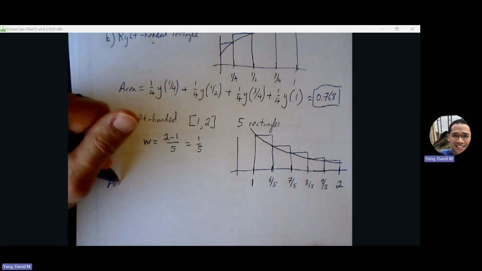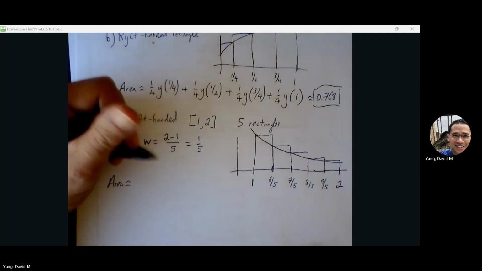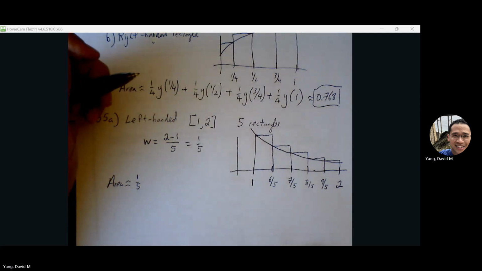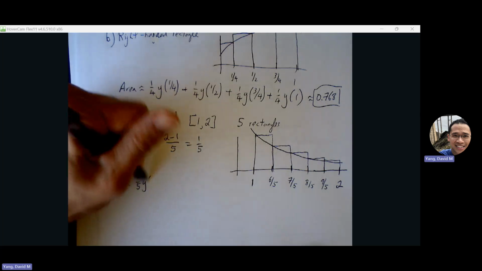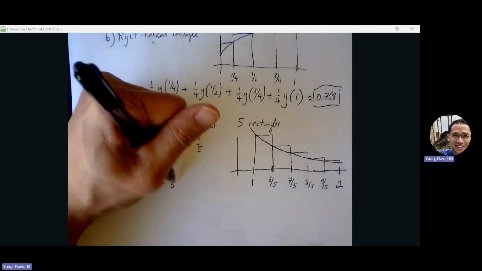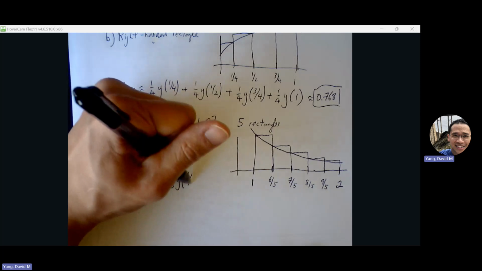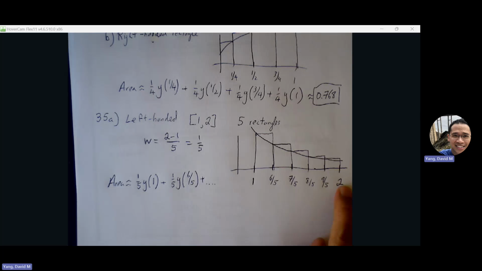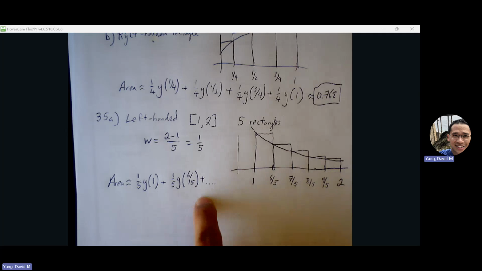So my area, every width is 1/5. And then it's going to be y of 1 plus, and then 1/5 y of 6/5 plus, and let's go all the way to 9/5, right? We don't use 2 because 2 doesn't represent the left endpoint of any subinterval. And it's just a matter of setting it up and plugging into your calculator.